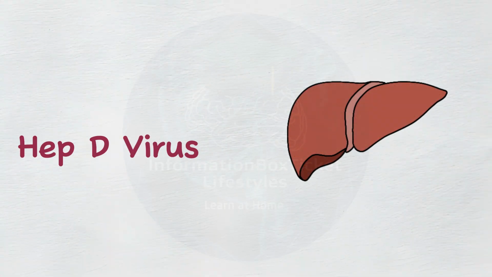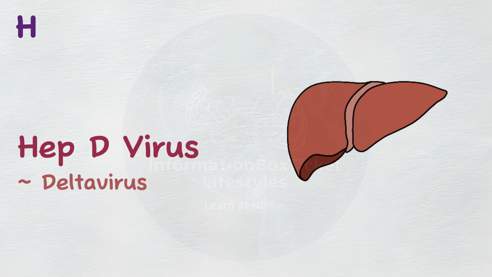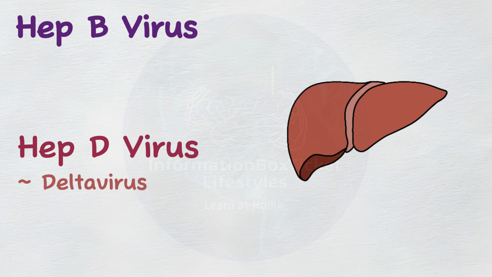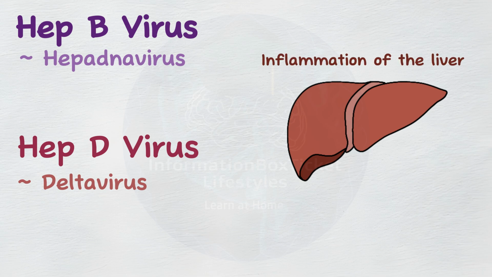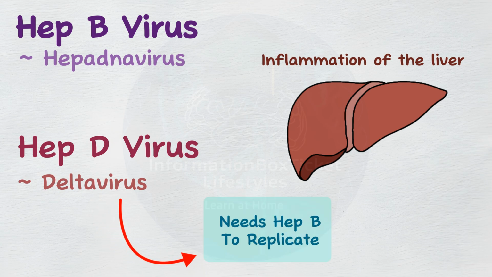Hepatitis D virus, also known as Hep D virus, is a delta virus. Hepatitis B virus, also known as Hep B virus, belongs to the hepadnavirus family. They both result in hepatitis, or liver inflammation. Despite the fact that they both cause hepatitis, the hepatitis D virus needs the hepatitis B virus to reproduce in order to cause the illness.